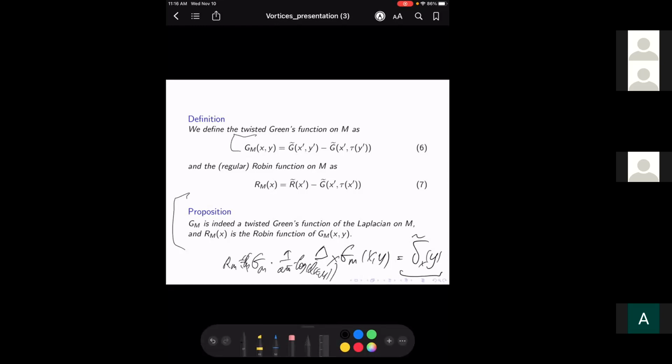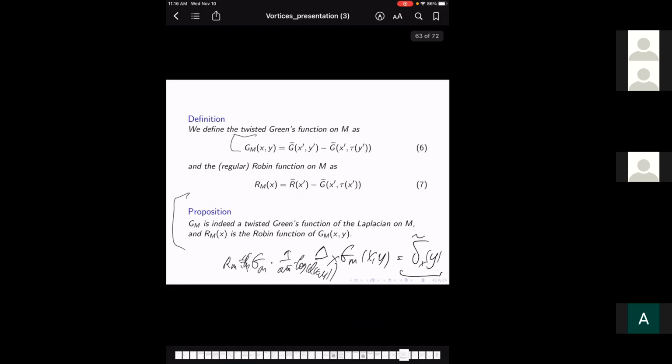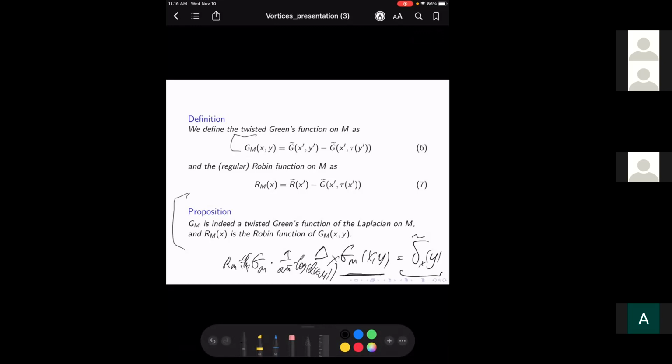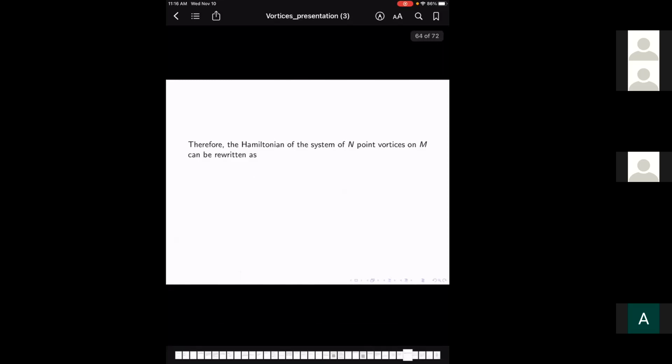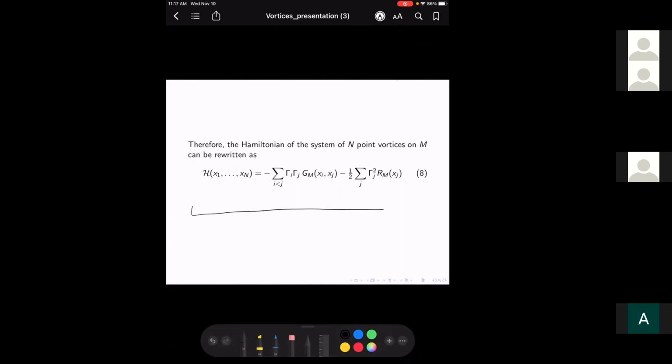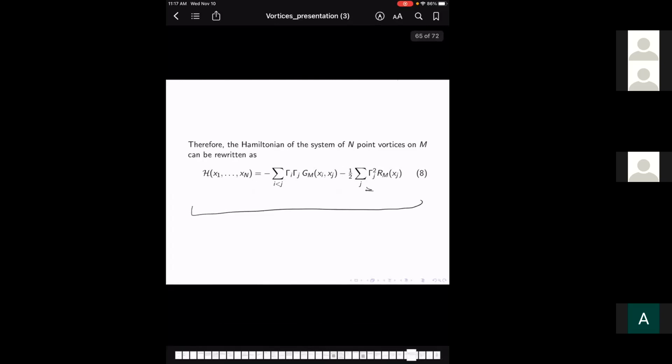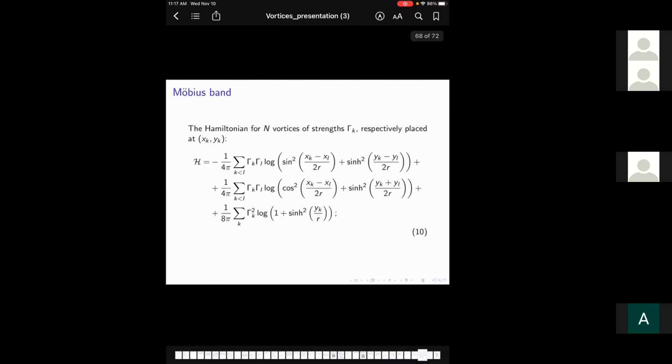So a little bit of computation shows us, and it is uncanny how the desingularization of a twisted function and taking the limit can turn it into a regular function on a manifold. So therefore the Hamiltonian of a system of n point vortices on M can be rewritten intrinsically in a very standard form for Hamiltonians. It's going to be minus gamma_i gamma_j G_M of xi and xj, minus 1/2 sum of vorticity squared R_M of xj. And this Hamiltonian will be insensitive to change of orientation as well. So it is a well-defined function on the Möbius band. Okay, I do not have time to talk about this. This long scary function is the Hamiltonian for the Möbius band.